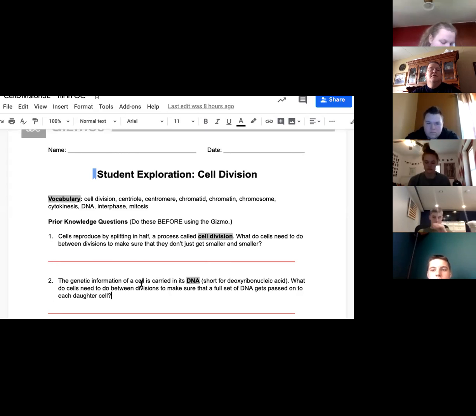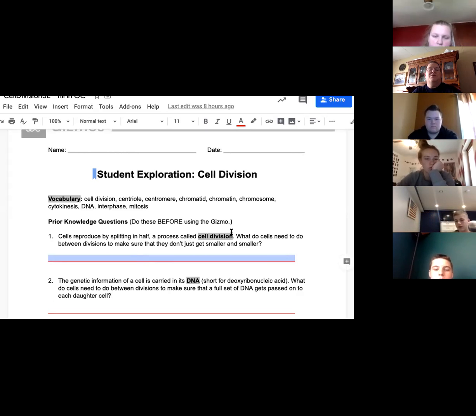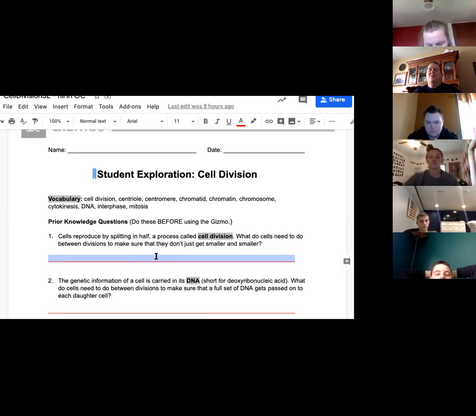All right. So before you start using the gizmo, it says prior knowledge questions. Do these before using the gizmo. Cells reproduce by splitting in half, a process called cell division. What do cells need to do before divisions to make sure they don't just get smaller and smaller? What would a cell have to do? Like grow in size. Yes.